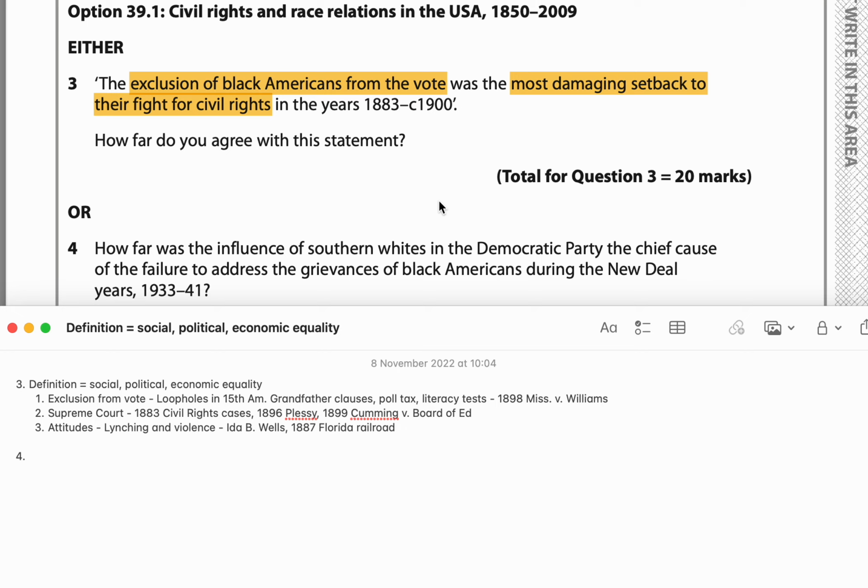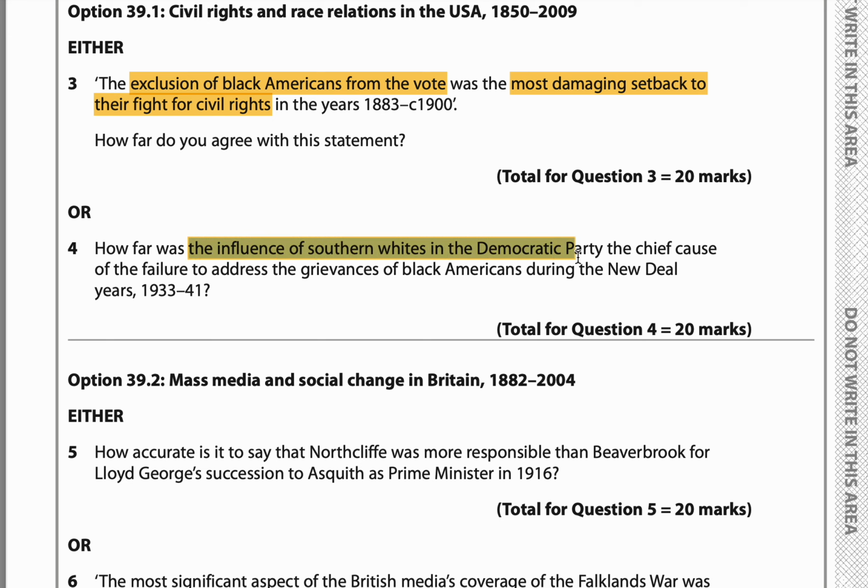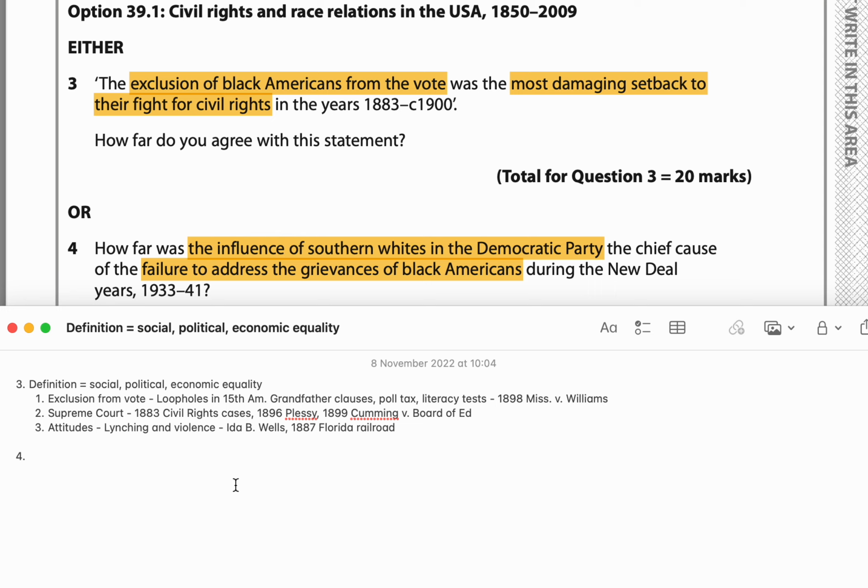So for this one, if we just go to the highlighter again, and let's have a look here. The influence of Southern whites in the Democrat Party, the chief cause of the failure to address the grievances of Black Americans. So again, it's an obstacles question, and this one is the influence of Southern whites in the Democrat Party. That's the factor that we've been given. And we're talking about the failure to address grievances of Black Americans.